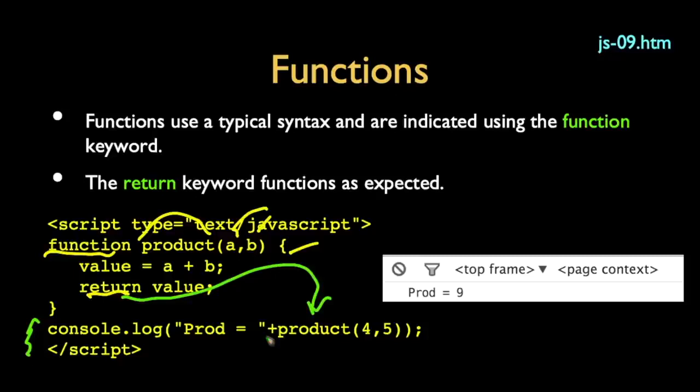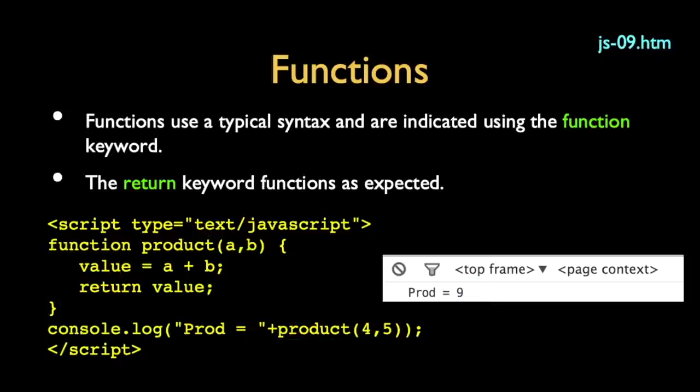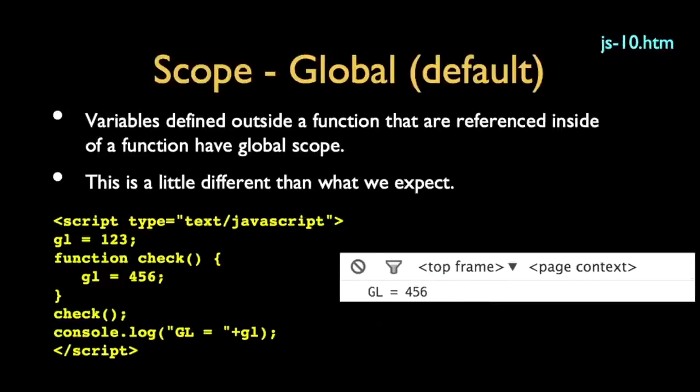So you're cruising along, you're in the middle of an expression, you encounter a function, it calls the function, runs the call, and then the return value is the residual that's placed in that plus. So in this case it's going to add 4 and 5 and end up with 9 as the result, and prod equals 9. So the functions, other than that, are like most programming languages, except when it comes to global variables.